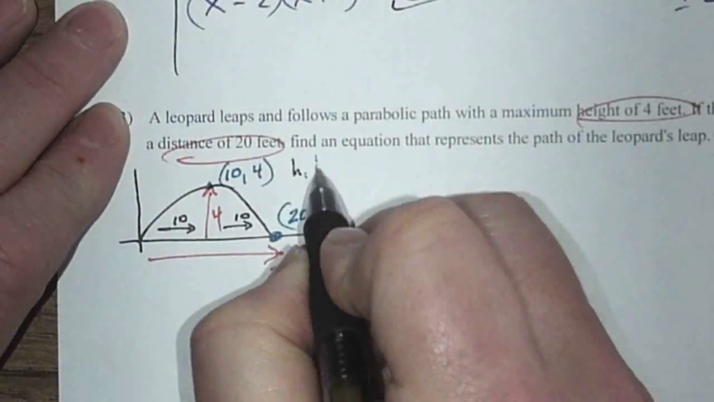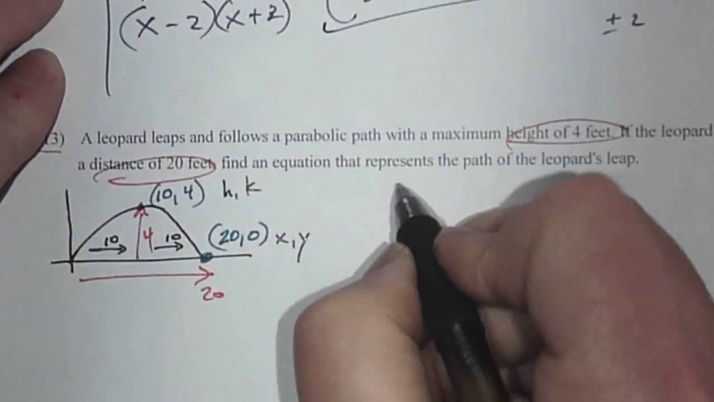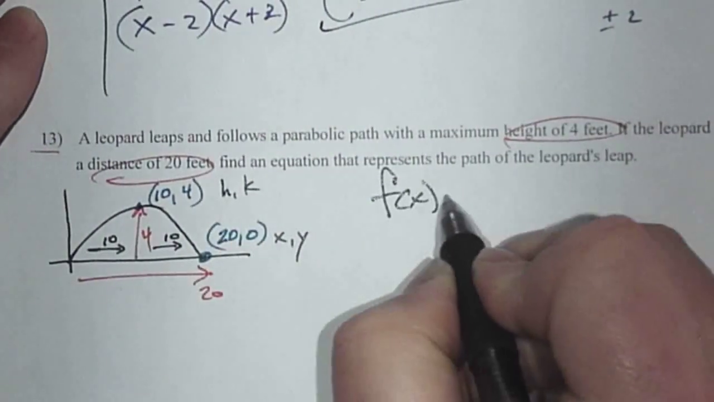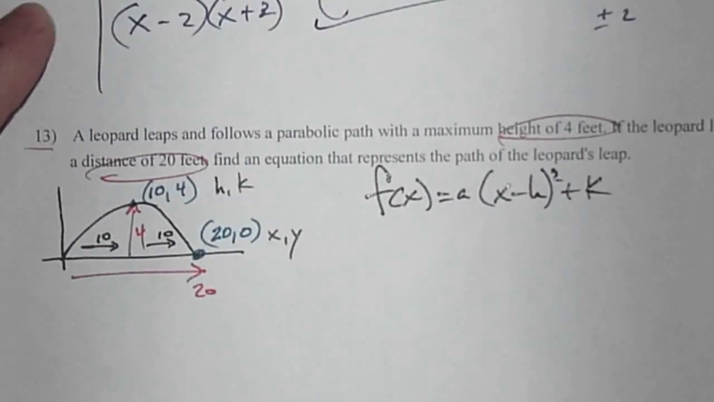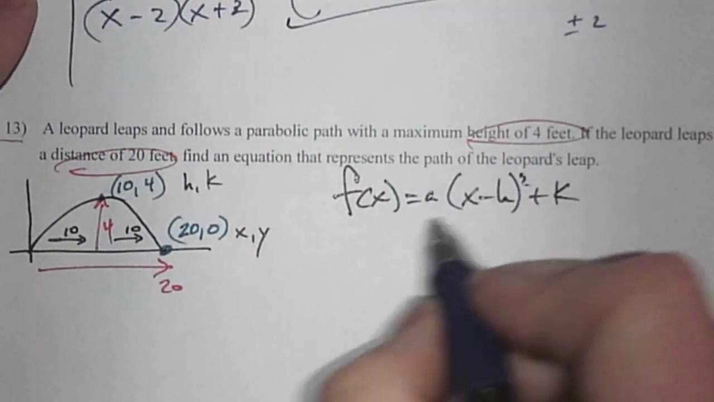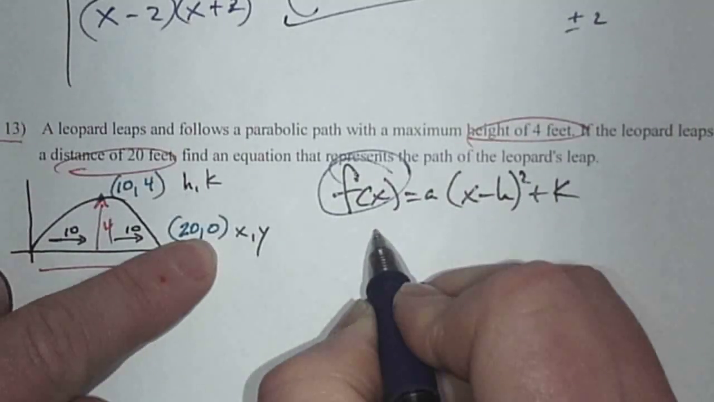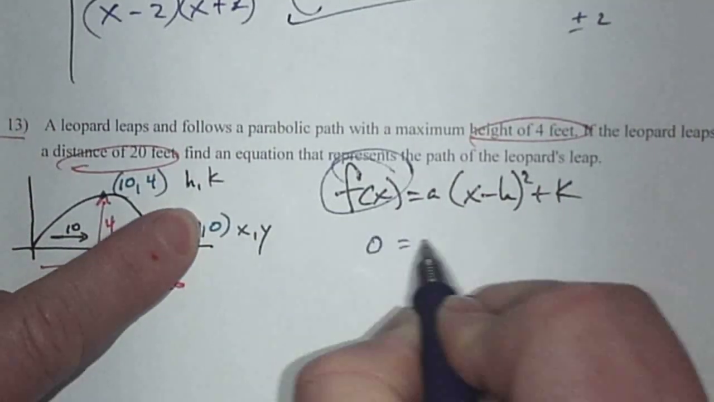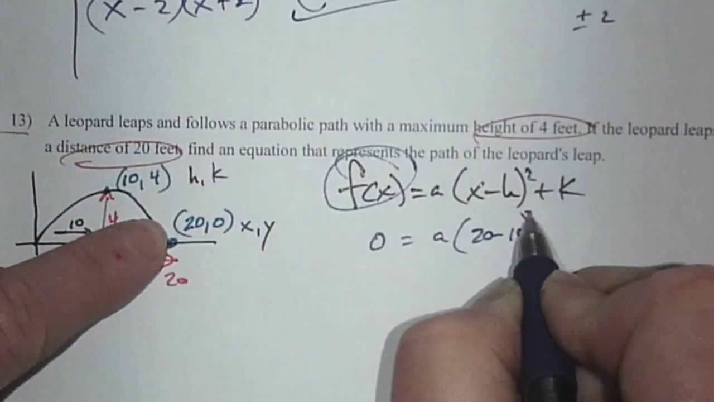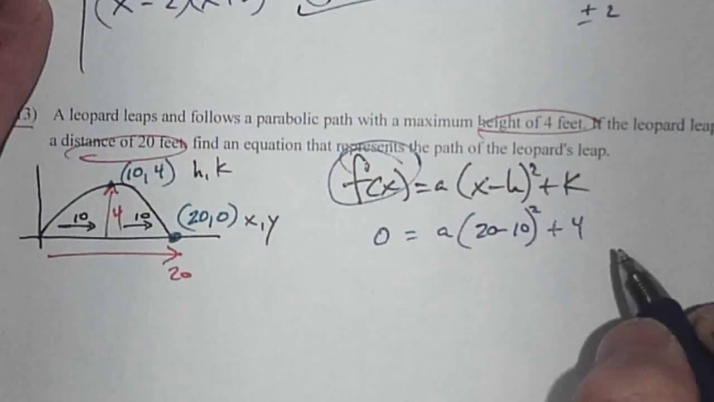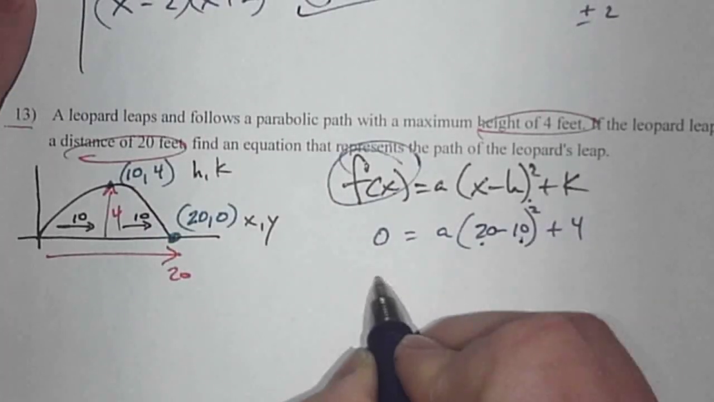This is my h, k and this is my x, y. You must memorize that you have the function a times x minus h squared plus k. And you put all this stuff in. This right here is the same as y, so we're going to put 0 for y. x is 20, h is 10, squared, plus 4. 20 minus 10 is 10 and squared is 100.